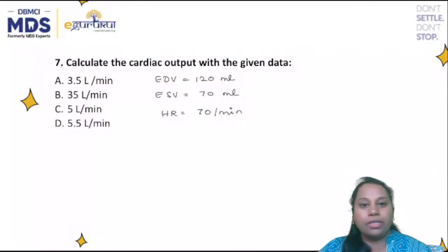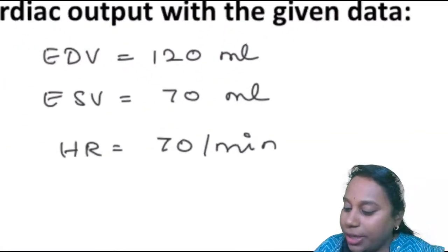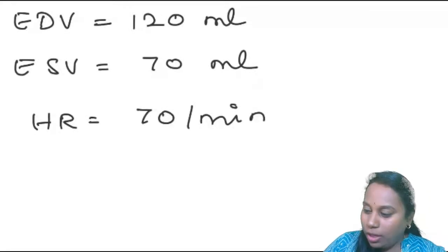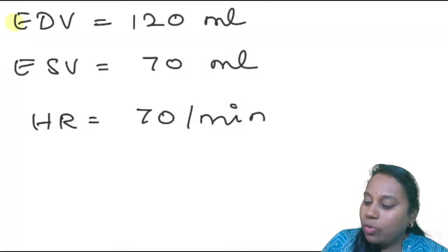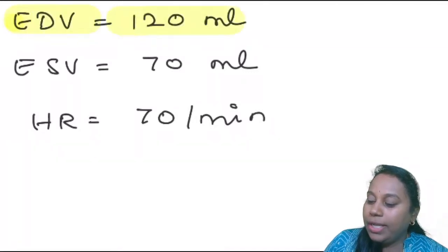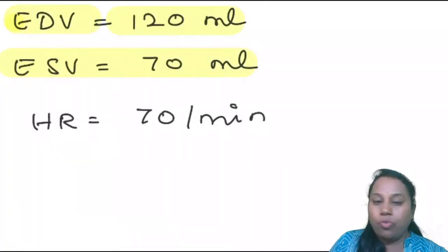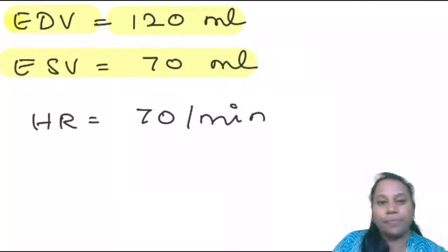Over to question number 7. Calculate the cardiac output with the given data. What was the given data? End systolic volume, end diastolic volume and heart rate. End diastolic volume of 120 ml and end systolic volume of 70 ml.